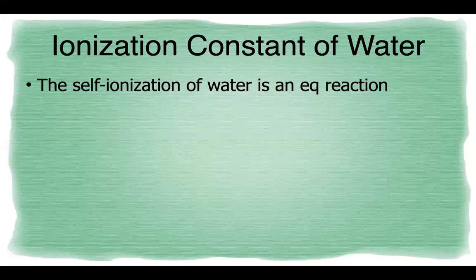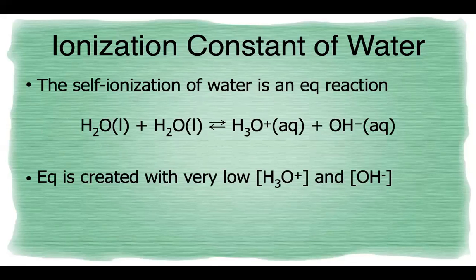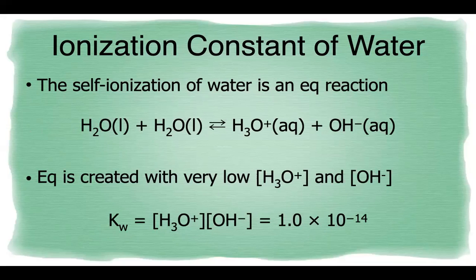Now, this is one of the things that I talked about at the beginning of the acid and base chapter, the ionization constant of water. Two water molecules react together to form hydronium and hydroxide. The equilibrium is created with a very low concentration of hydronium and hydroxide. If you don't remember, at equilibrium, each of them has a concentration of 10 to the minus 7.